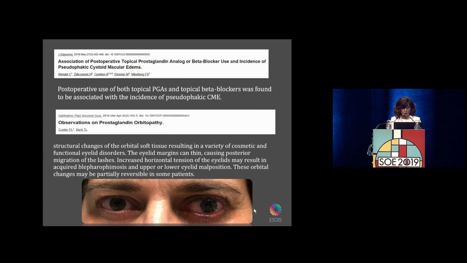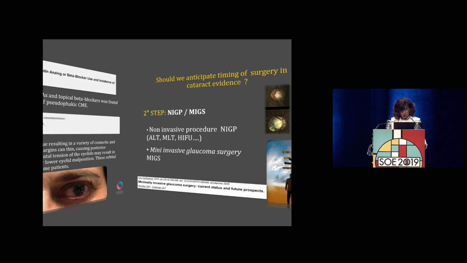We also consider the incidence of pseudophakic cystoid macular edema in patients that use topical prostaglandins or beta blockers. And look at the prostaglandin-associated periorbitopathy. This was a patient who used prostaglandin in this eye and nothing in the other eye. This is partially reversible in some patients if they stop the therapy.